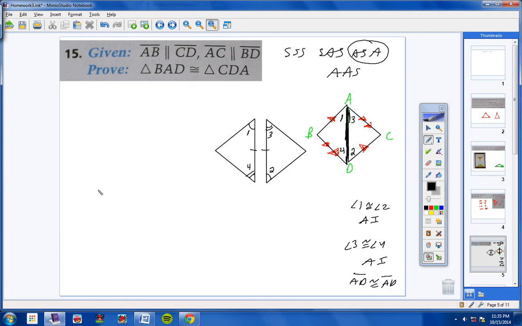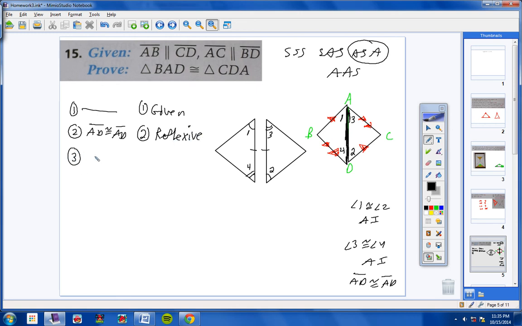So here we go. Let's write real small over here. Number 1 is my given. Next, I'm going to state quickly that AD is congruent to AD. Of course, that's going to be the reflexive property. Reflexive is good enough.